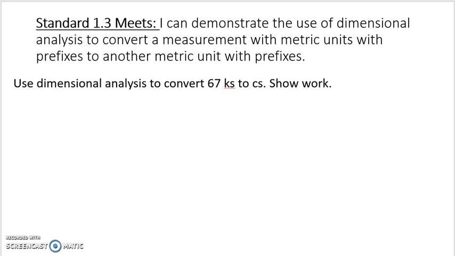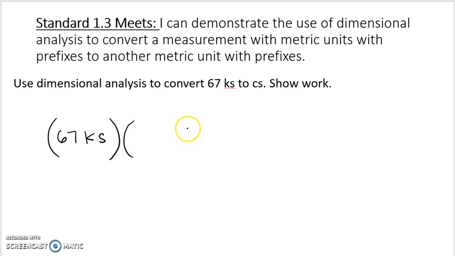To set up my problem, I'm going to start with what I'm given. I'm given 67 kiloseconds. Now, kiloseconds is something we're probably not very familiar with because we don't measure anything in that amount of time. But think about it as kilograms, right? That's something that we're a little bit more familiar with when we're talking about mass. It doesn't matter if it's grams, seconds, or liters. Any of those metric units with a prefix in front of it, we're going to convert the same way.